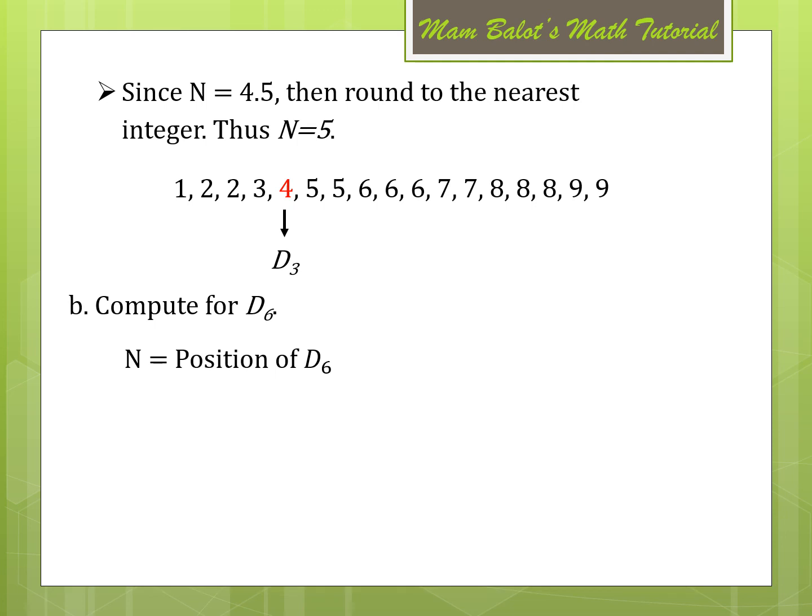Next is to compute for D sub 6. Since it is already arranged in ascending order, we need to compute for the position of D sub 6. So k is equal to 6 here, and we have 6 over 10 times 14 plus 1. That would be 6 over 10 times 15, which is equal to 9. Since it is a whole number, we need not round off. So we will locate the ninth data in our arranged data, the one colored in red, which is 6. So our sixth decile is equal to 6.